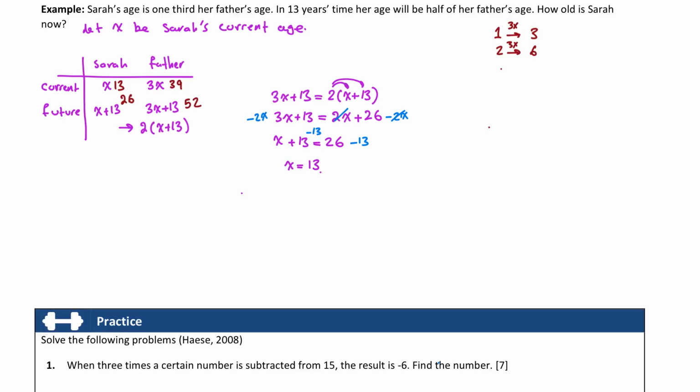And I can finally write that therefore Sarah's current age is 13.